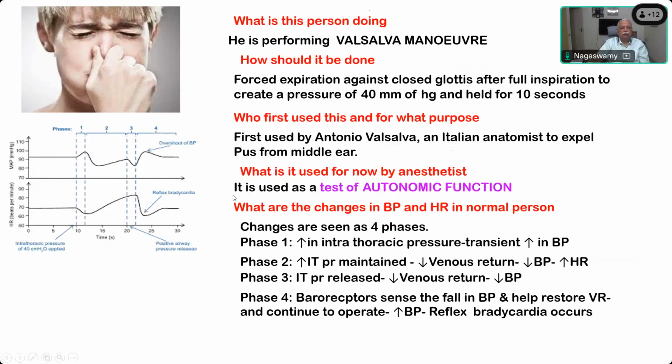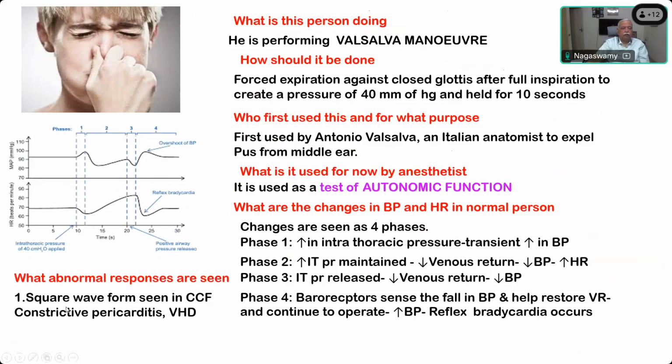and phase 4. The abnormal responses happen in congestive cardiac failure, which will show a square waveform, also seen in constrictive pericarditis or valvular heart diseases. All of them will not produce a fluctuating waveform. It will be like a square waveform. It will shoot up, maintain, and then it will not come back to normal for a long time.